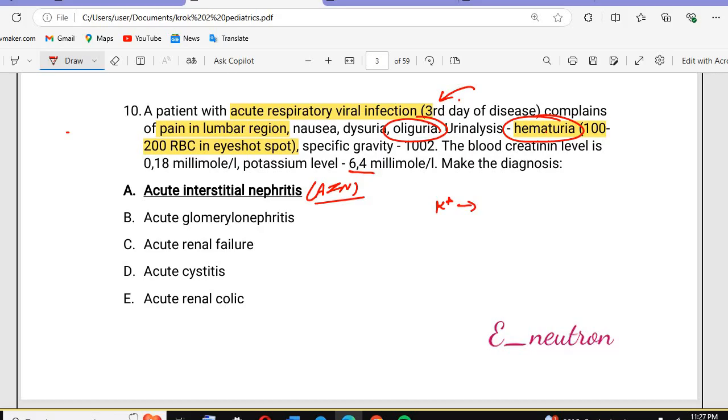The creatinine level is 0.18. Creatinine level usually is 0.7 to 1.1, so this is in the normal range. The potassium level is a little bit high, on the high side. If the creatinine level is very high, there is a high chance of renal failure. But there is no creatinine level on the higher side, that's why there would be no acute renal failure. The only remaining option is acute interstitial nephritis. Okay, is that clear?